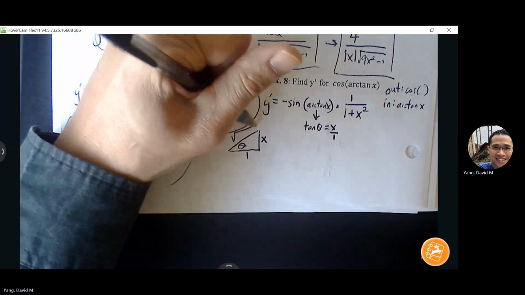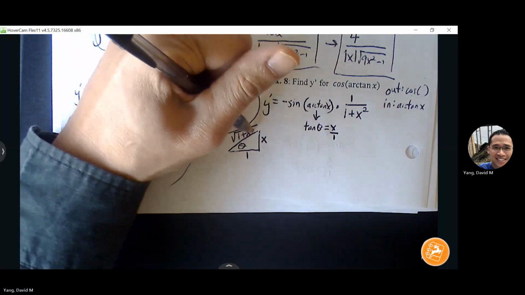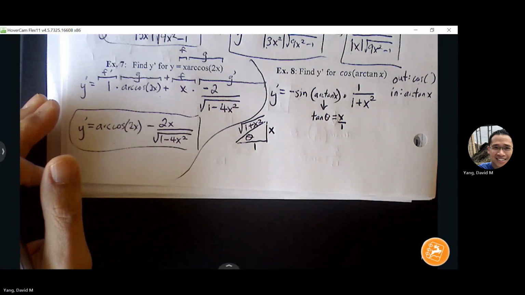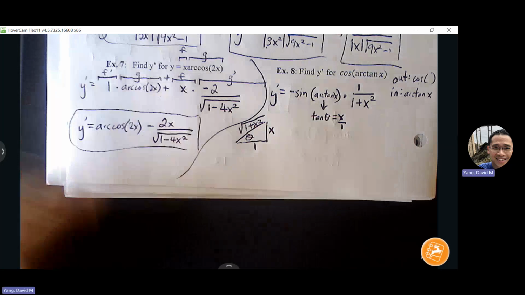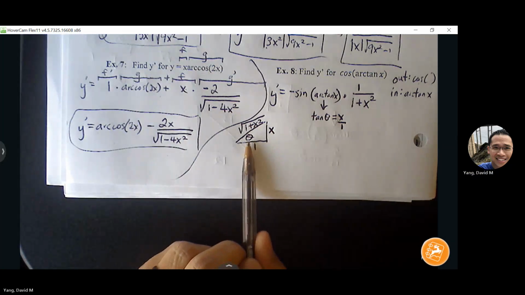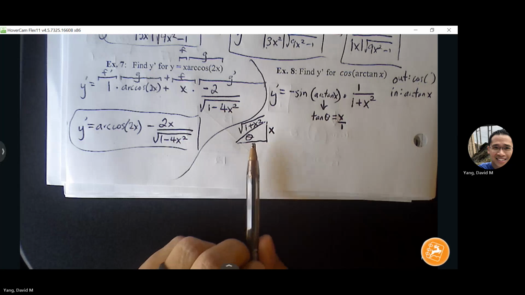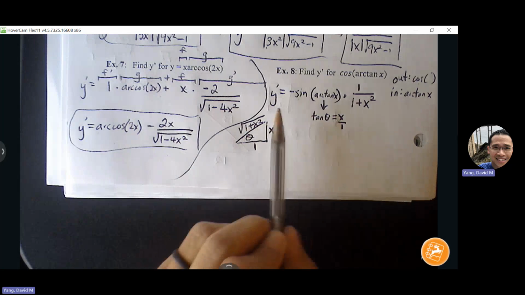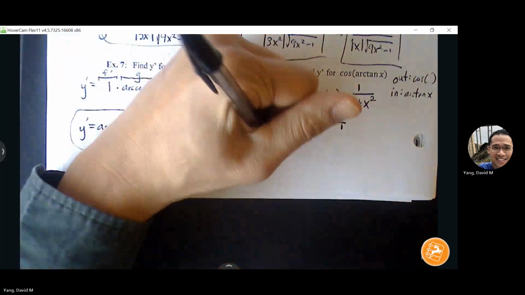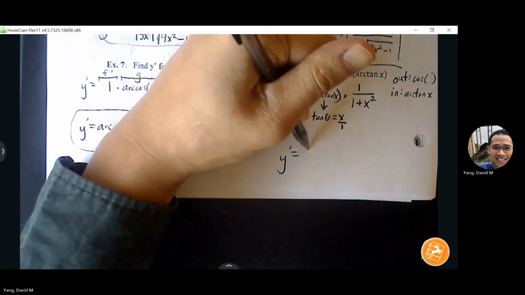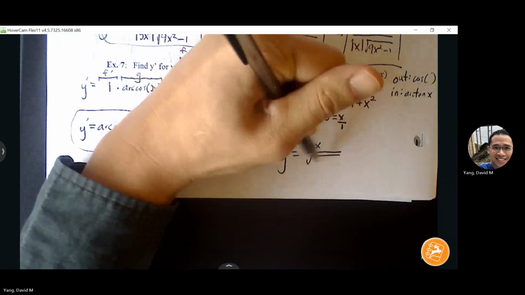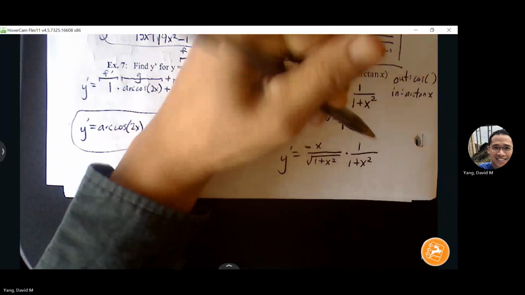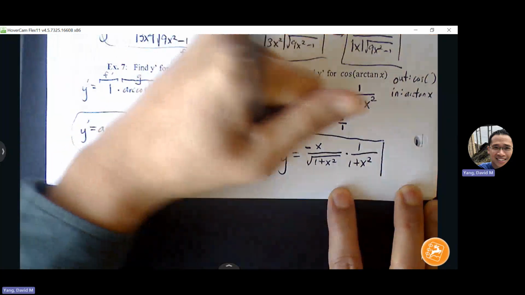Pythagorean theorem. Okay, what's sine of theta going to be? Yeah, x over square root 1 plus x squared. The negative is going to have to stay. Yeah, you can go a little further in this, but this is fine. You can leave it in this form.